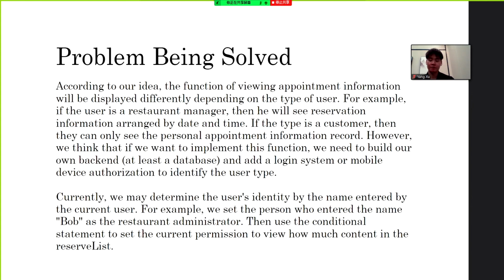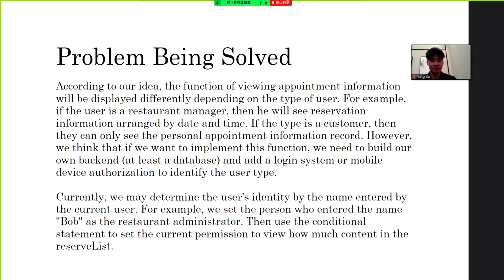Also, we have already finished our application, but it still has a problem which is being solved. According to our idea, the function of viewing appointment information will be displayed differently depending on the type of user. For example, if the user is a restaurant manager, then he will see all the reservation information arranged by date and time. If the type is a customer, then they can only see their personal appointment information record.